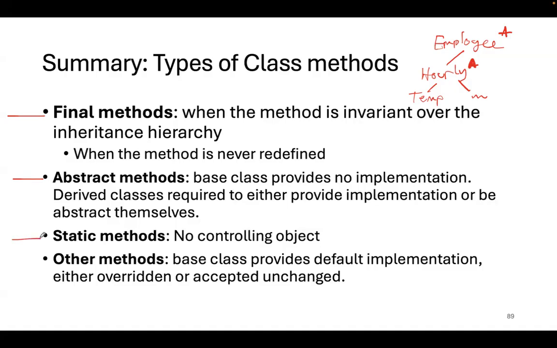If a method is static, then it doesn't have a controlling object. So we're not going to make a PeopleDemo object. And then other methods are pretty much anything else. We're going to provide this default implementation, and then when we extend this class, it's either overridden or, yeah, sure, fine, I'll take it.